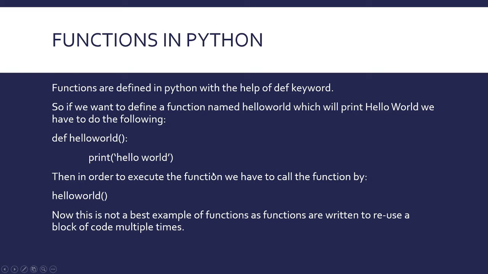So in order to execute the function, we need to call the function. This is how we call the function. We type the name of the function followed by the parentheses. So this is how the function is called. Now this is not the best example of a function. I wrote this example just to show you how to create a function in Python.